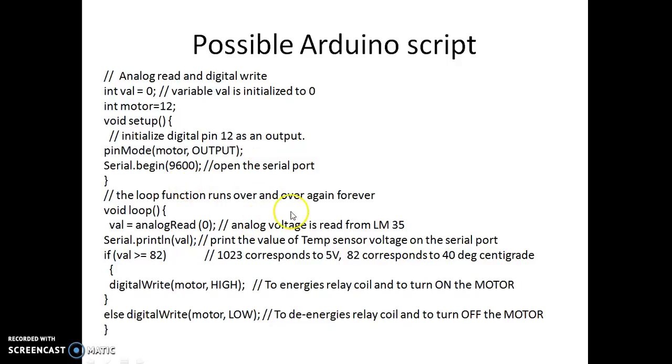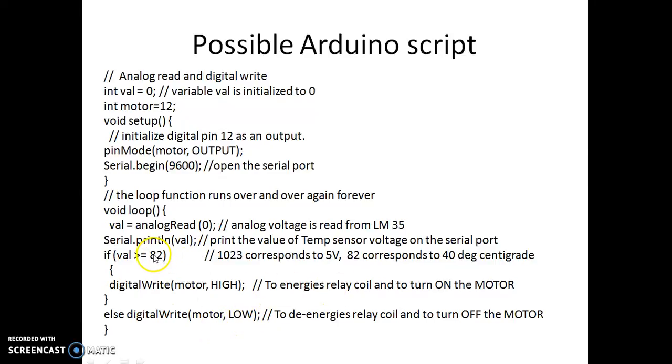Now this is a possible script. You can see we are using pin number 12 as the output, which is defined here. And we are setting up a serial port so that we can read the value from the LM35, and the analog read value is compared with 82. If it is more than 82, you are writing a high onto the motor. If it is less, you are writing a low.